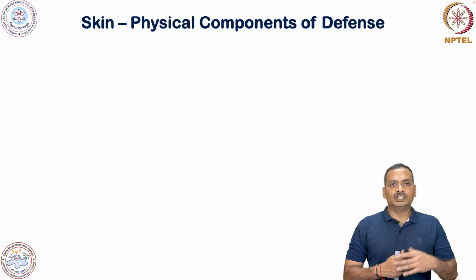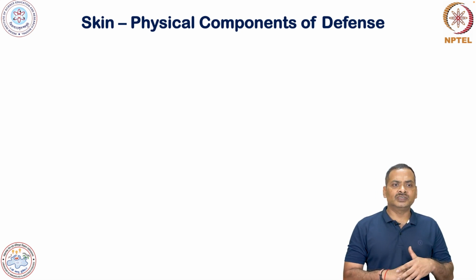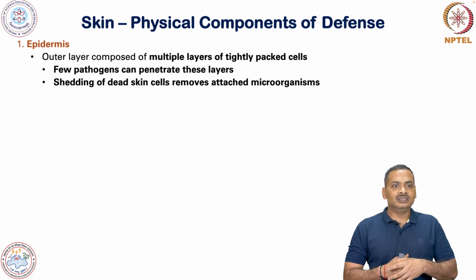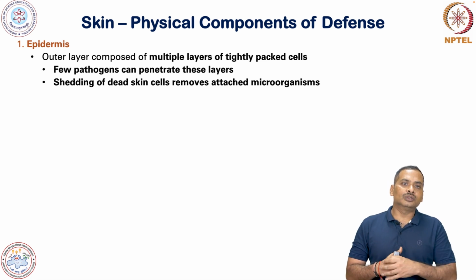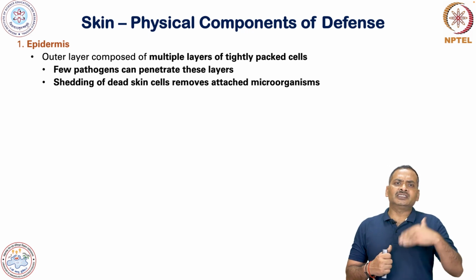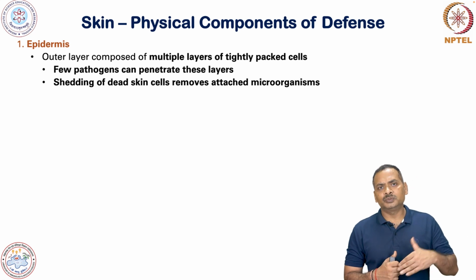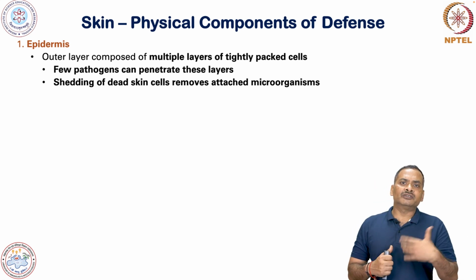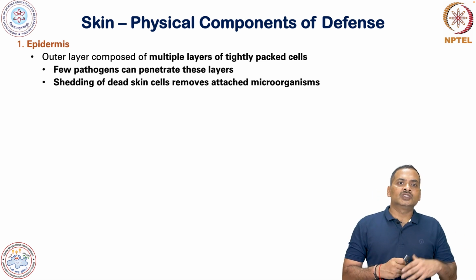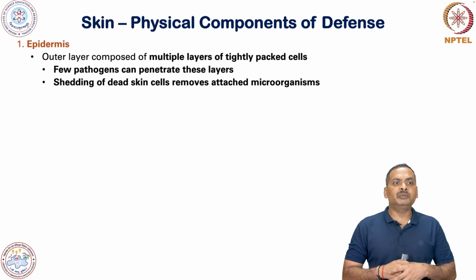Now I will talk about the skin in more detail, which is a physical component of defense. Here you can see that there are multiple layers of tightly packed cells, which do not allow the entry of pathogens. And this skin keeps on shedding off. Dead skin cells keep on falling off, and if some microbe attaches, it will also be thrown out. In that way this gives protection, and this is mainly in the epidermis.